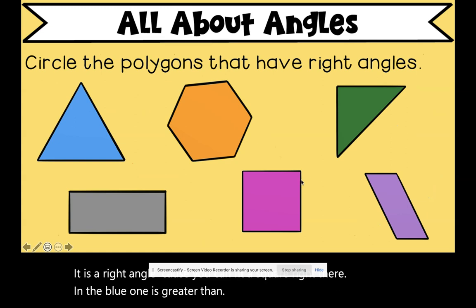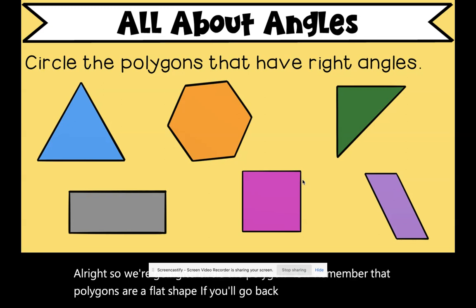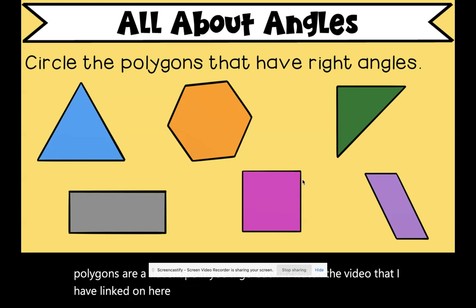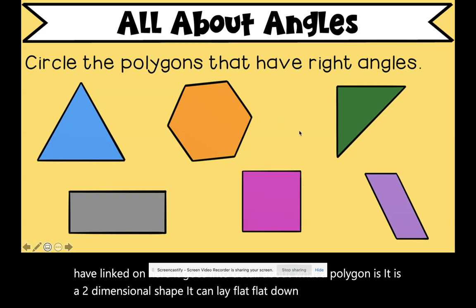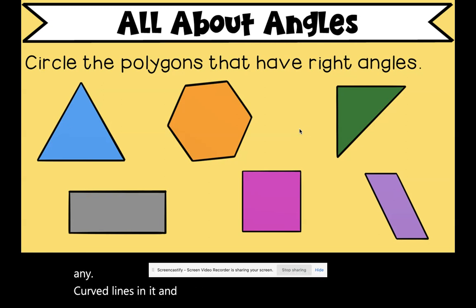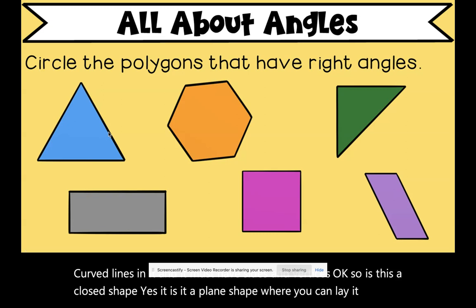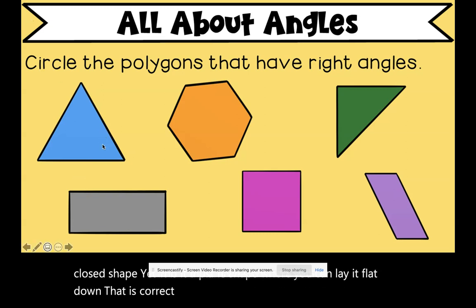All right, so we're going to circle the polygon. Now remember that polygons are flat shapes. If you go back and watch the video that I have linked on here, it goes into detail about what a polygon is. It is a two-dimensional shape. It can lay flat down. It doesn't have any curved lines in it, and it must have sides and vertices, okay? So is this a closed shape? Yes, it is. Is it a plane shape where you can lay it flat down? That is correct. So would we circle this one?